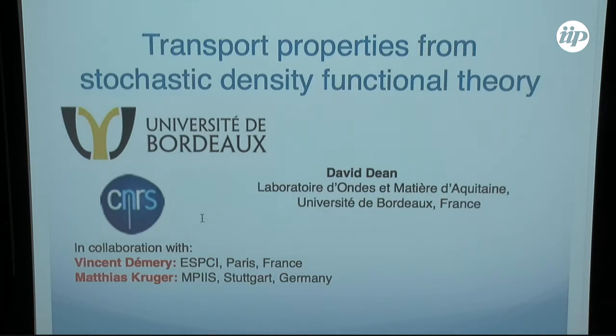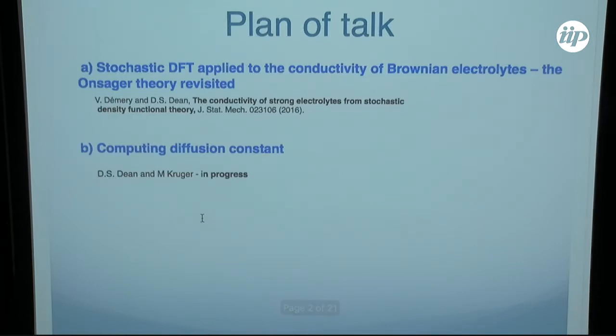So the work I'm going to talk about was done in collaboration with Vincent Demery, who's at the École de Physique Chimie Industrielle in Paris, France, and Matthias Kruger, who's at the Max Planck Institute for Intelligent Systems in Stuttgart, Germany. So the first part is with Vincent. What I'm going to talk about is stochastic density functional theory applied to the conductivity of Brownian electrolytes. I'm going to revisit a theory of Onsager.